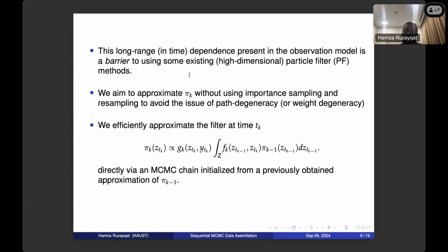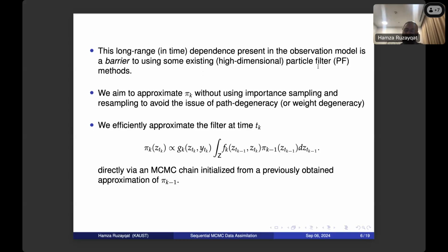Because the unknown locations of the observations depend on the hidden signal, this generates a long range dependence, and this makes this model very challenging. It's a barrier to using, for example, some particle filters that have been developed for high dimensional problems. So we tried different methods, and they all failed to simulate such a model.